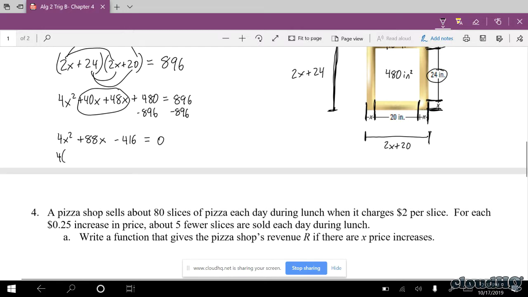I'm going to factor 4 out of every term. So divide the 4x squared by 4, you're left with x squared. 88x divided by 4 is 22x. And negative 416 divided by 4 is negative 104. Equals 0. And then I'm going to try to factor that.